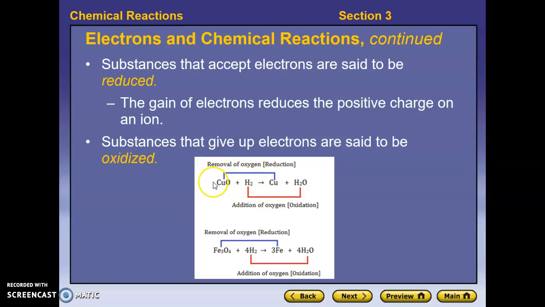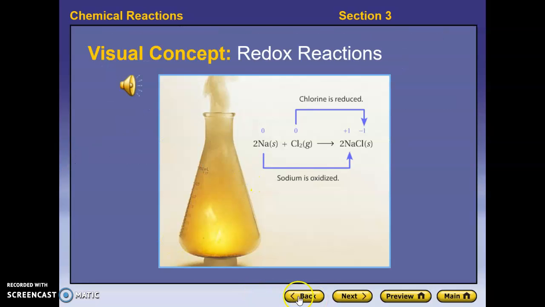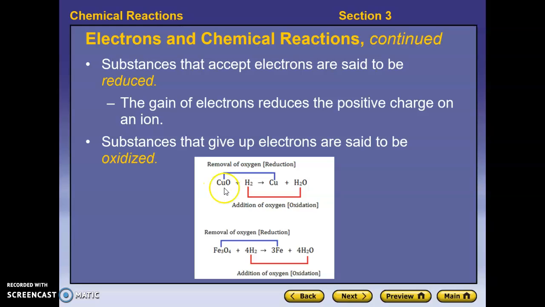Now remember that when we had ionic compounds, the first element was always the positive. So in this compound, our copper is a positive ion. But over here on the product side, the copper is independent. It is by itself, and therefore it is neutral. So it has gone from a positive charge to no charge at all, which means it has reduced its charge. And to reduce its charge, it would have to gain electrons. So gaining electrons is reduction.